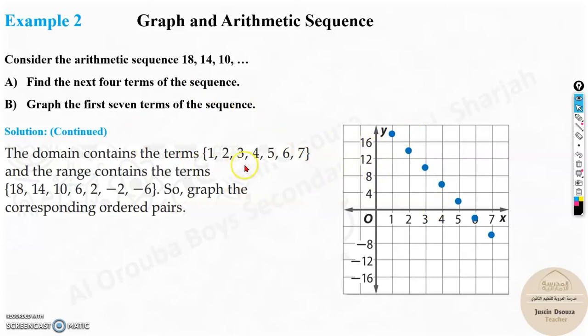The only thing you must remember is the domain. Remember, the domain is always natural numbers or counting numbers. It starts from 1, 2, 3. It depends on the number of terms you have. So that is the domain.